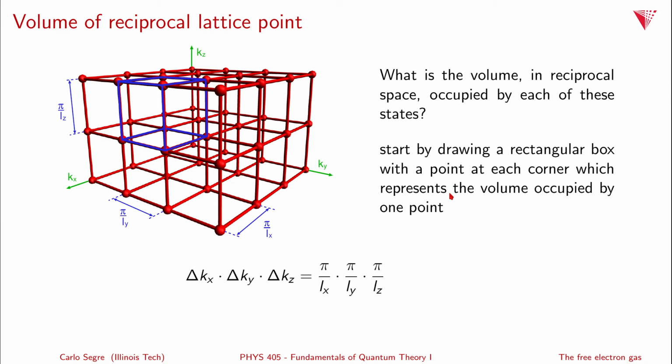We can write that volume as delta kx times delta ky times delta kz, where delta kx, delta ky, delta kz are just these distances along the side of the box. And those are pi over Lx times pi over Ly times pi over Lz. We can rewrite that, consolidating, as pi cubed over Lx times Ly times Lz, but this is just the volume of the overall box that contains the electron gas. So we can write this as pi cubed over V.